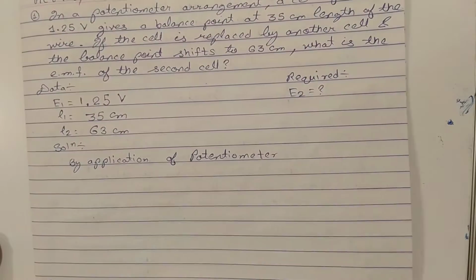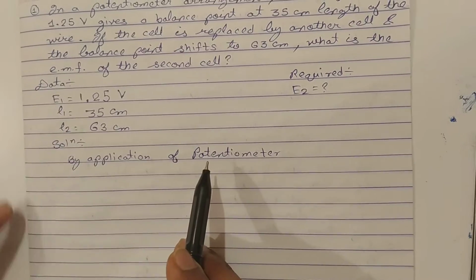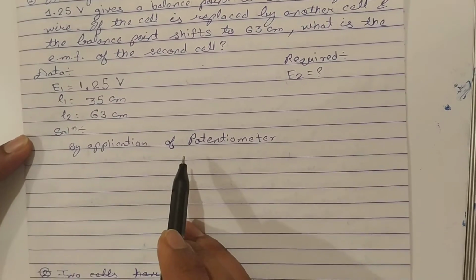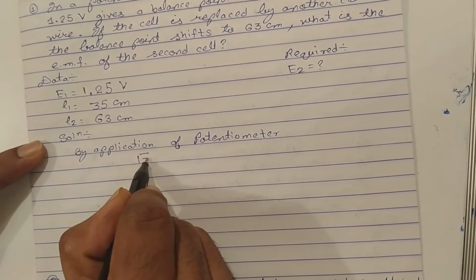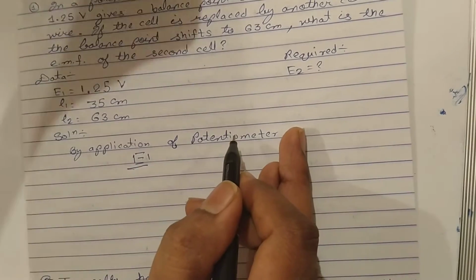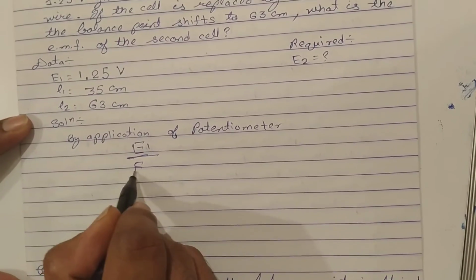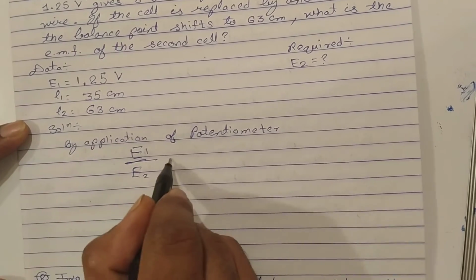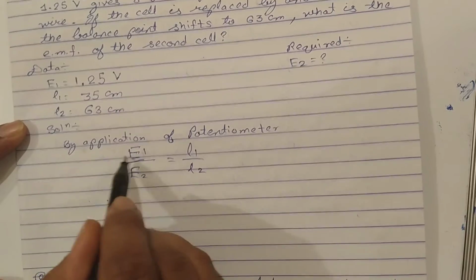Students, from this information we understood this is the application of potentiometer, and here we are going to use the formula of comparison of two EMF. The formula is E1 upon E2 is equals to L1 upon L2. We will substitute the values.